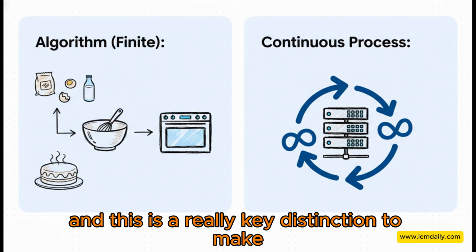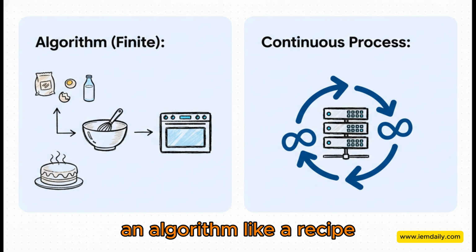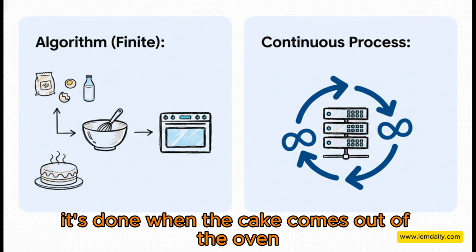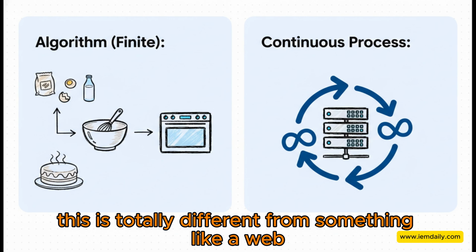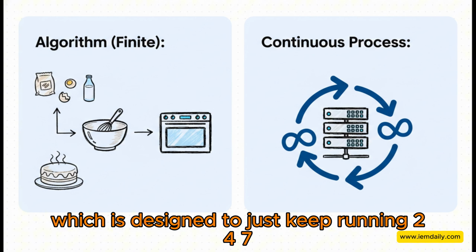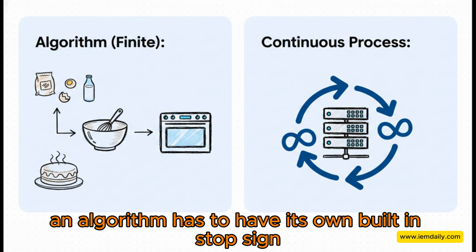And this is a really key distinction to make. An algorithm, like a recipe, is a task that has a beginning and an end. It's done when the cake comes out of the oven. This is totally different from something like a web server or a database, which is designed to just keep running 24/7. An algorithm has to have its own built-in stop sign.